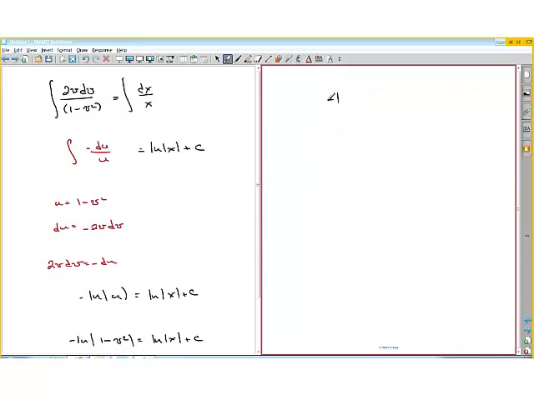So then we could say minus the natural log, the absolute value of 1 minus the quantity y over x, quantity squared. So that's v squared is equal to the natural log, the absolute value of x plus c. So that would be as far as we could let things go. But there are other things you can do here. Okay, I think we're just going to leave it there.